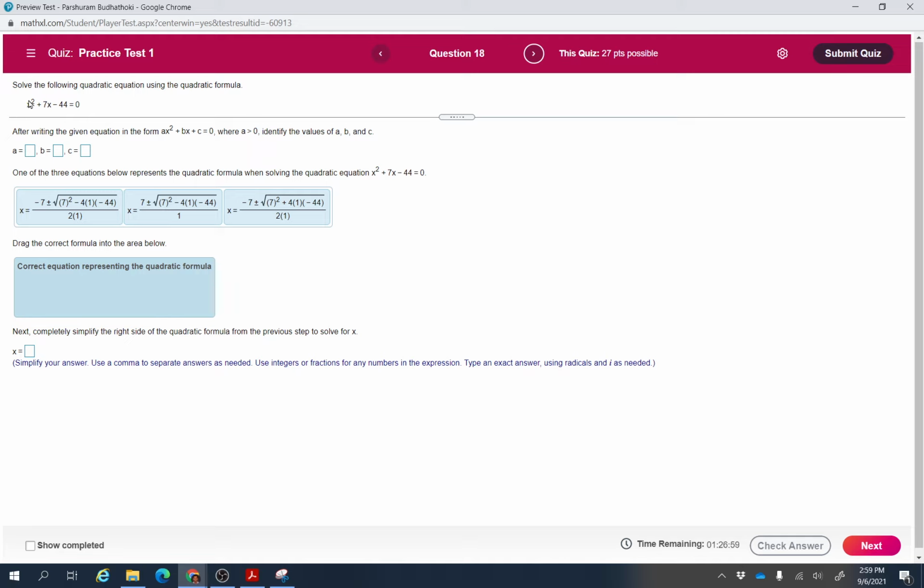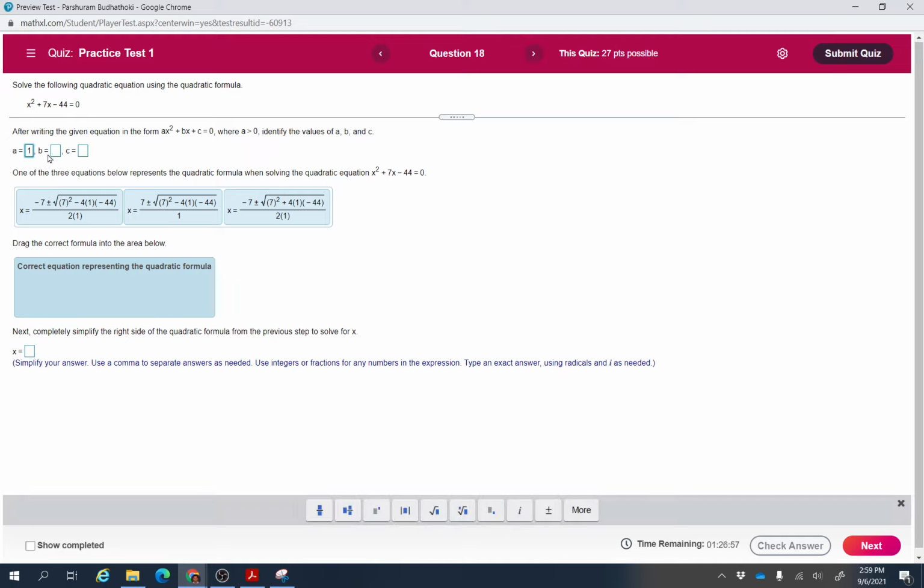There is nothing in this problem that means a is 1, because 1 times anything is itself. So look at the coefficient of x, meaning the number in front of x, which is 7. That would be your b. C is negative 44, that is the constant.